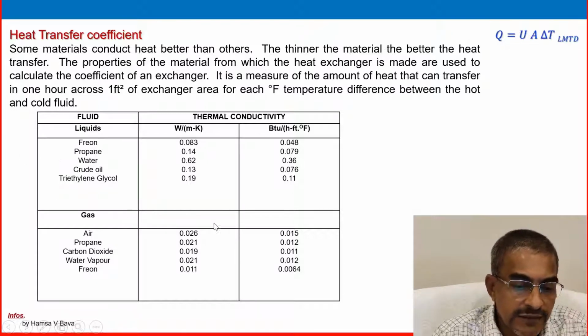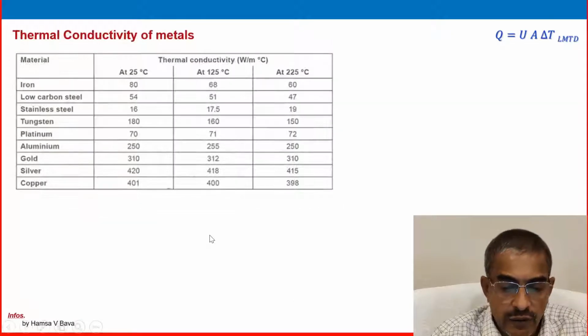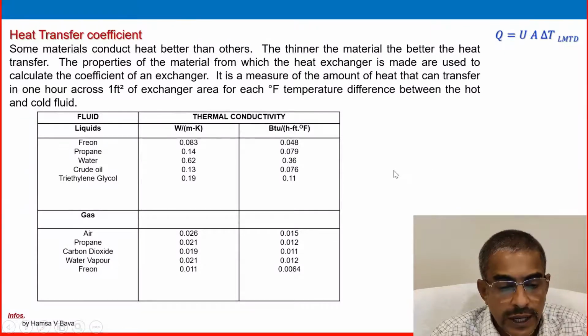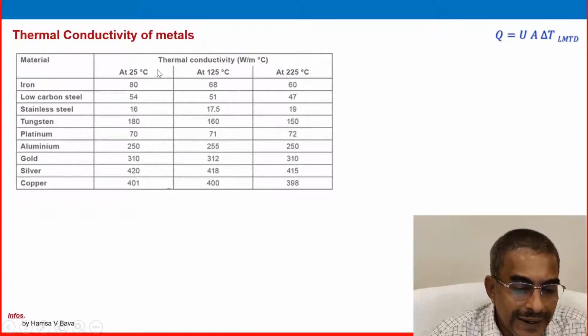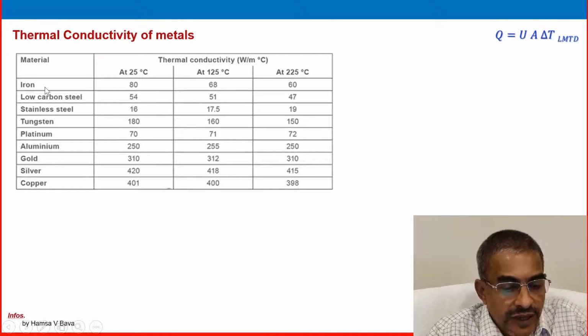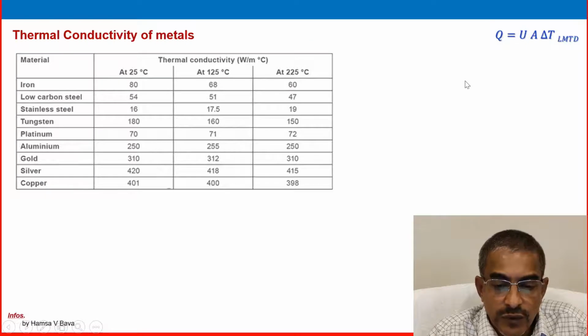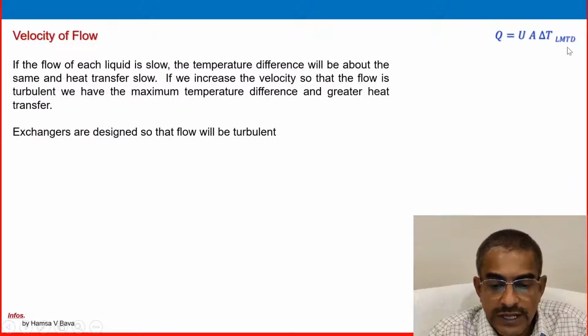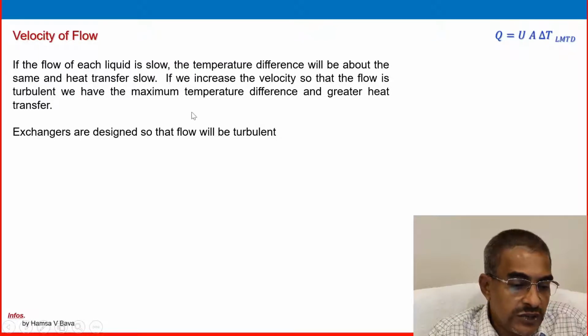In the given table, it gives the thermal conductivity of various fluids, liquids and gases, and that will also affect the overall heat transfer coefficient, along with the thermal conductivity of the metal. Here the table gives various metals and how the thermal conductivity varies at various temperatures. That also affects the overall heat transfer coefficient, represented here as U, and that also affects the total heat transfer rate. And velocity of flow, as I said, area influences velocity.